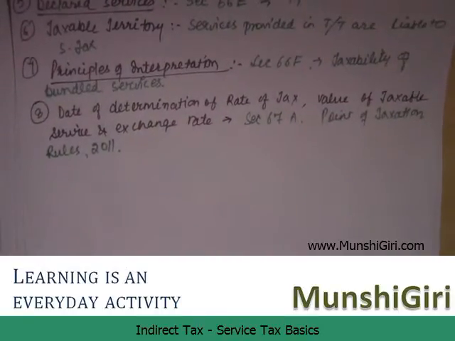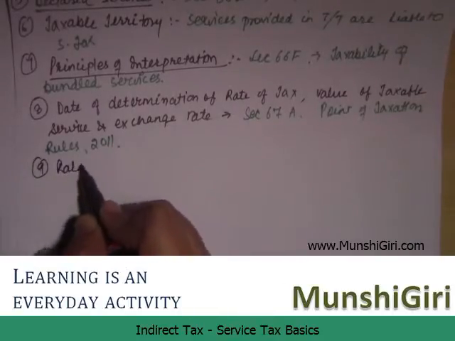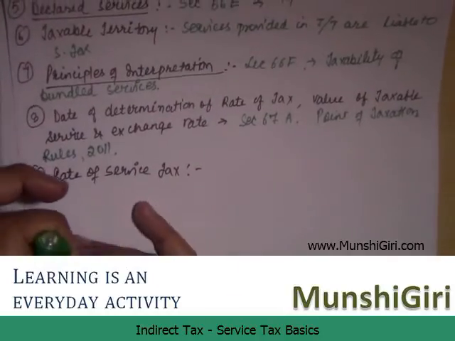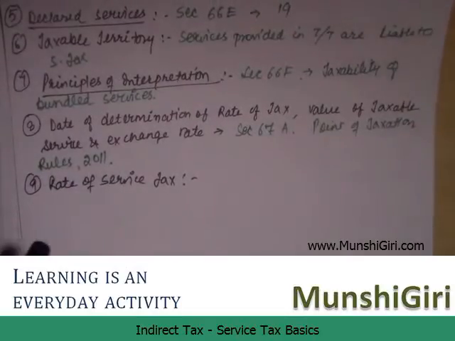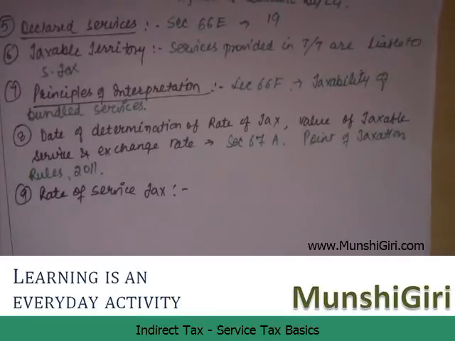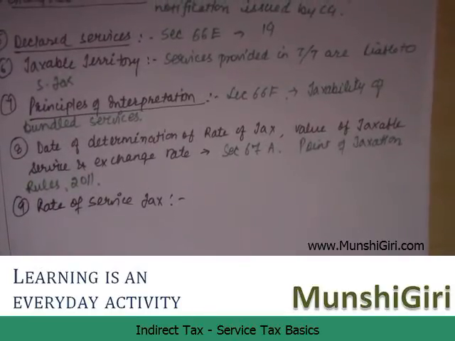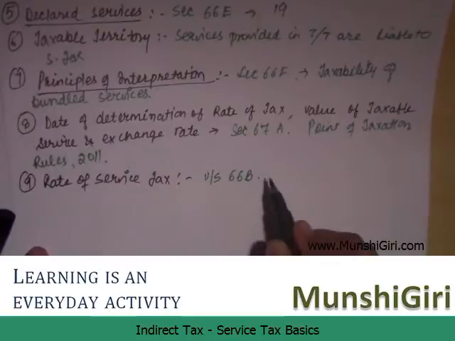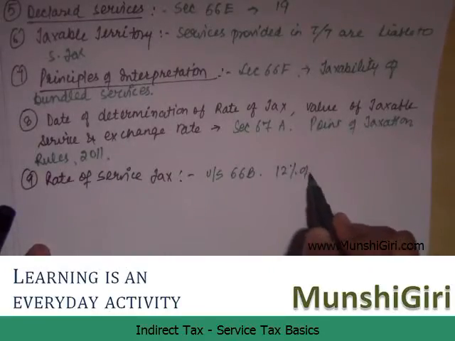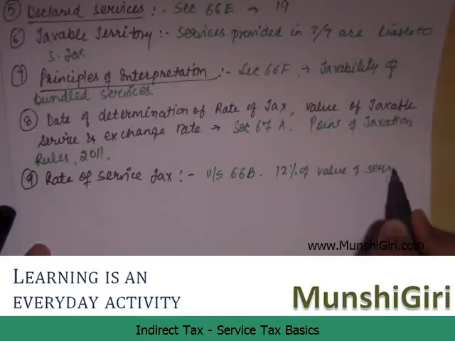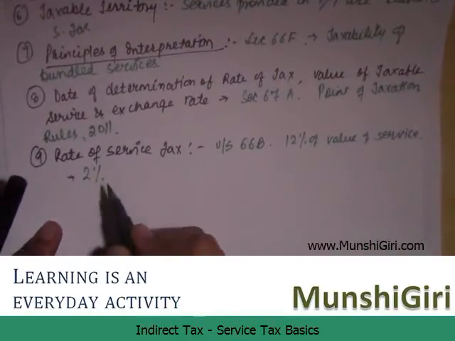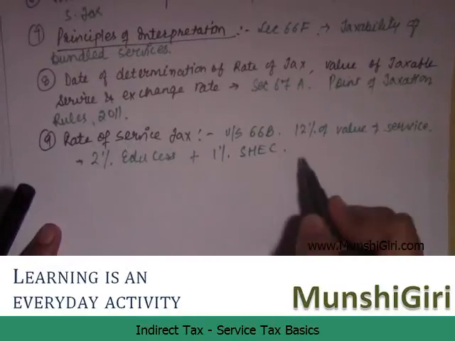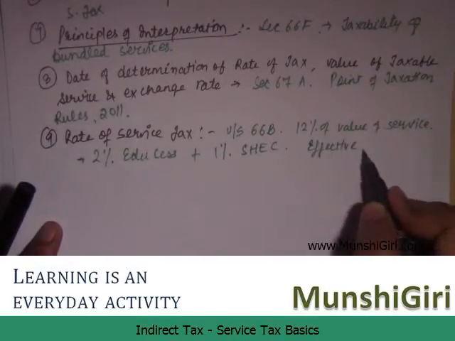Next is rate of service tax. Rate of service tax has been changed to 14%, and now there is no education cess and secondary and higher education cess, but for your exam purpose it's 12.36% only. Under section 66B, rate of service tax is 12% of value of service, increased by 2% education cess plus 1% secondary and higher education cess. So effectively this is 12.36%.